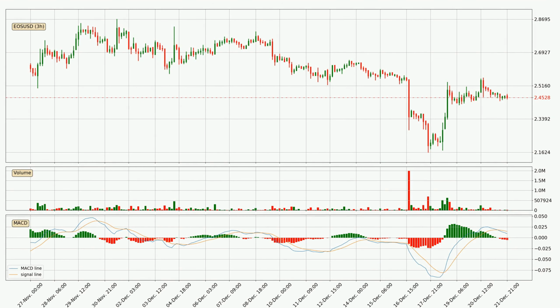Jumping to the 3-hourly MACD, the trend is currently going down because the MACD line is below the signal line. We can expect the price to continue going down or perhaps remain at least stable because the MACD histogram shows the momentum currently being strong.